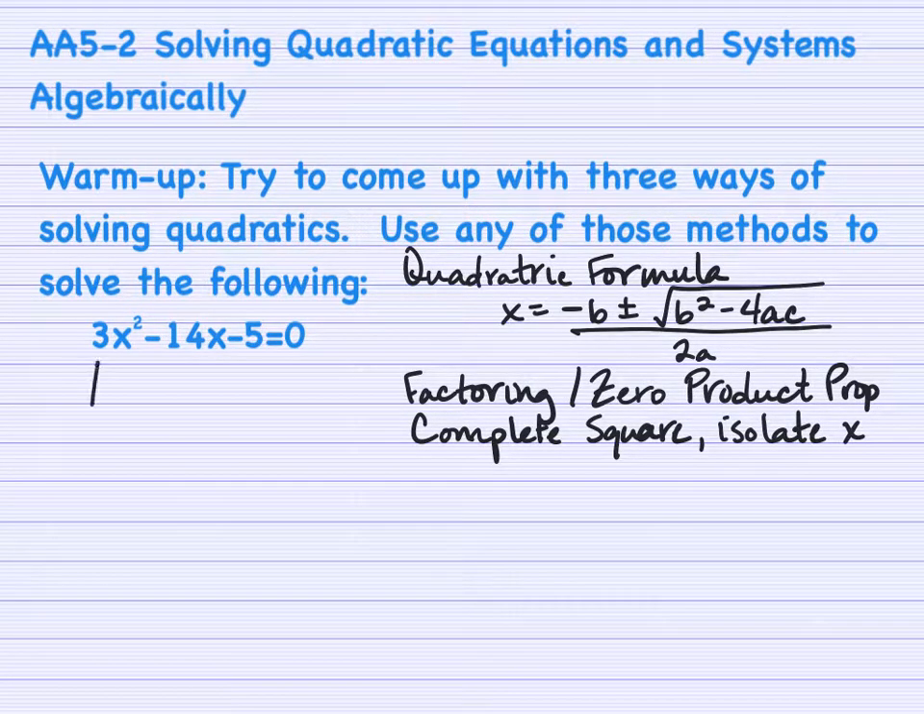This particular problem has a 3 for our leading coefficient, and we can't factor out a greatest common factor of 3, so completing the square is not really an option in this one, or at least not a very good option. I'm going to go ahead and do quadratic formula with this one.